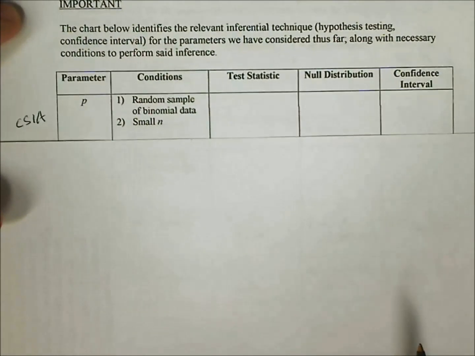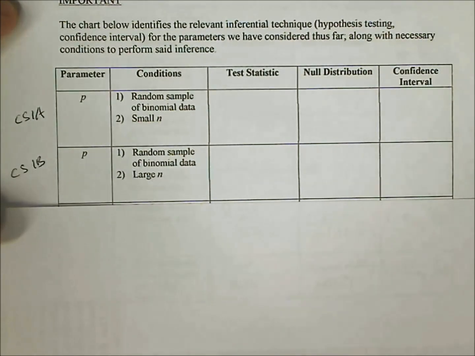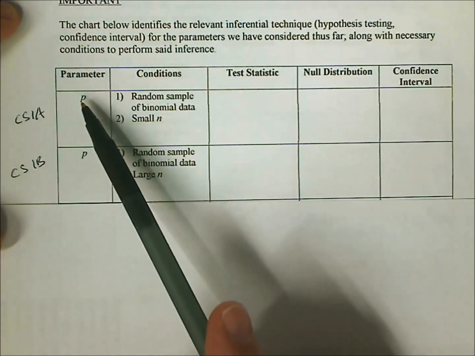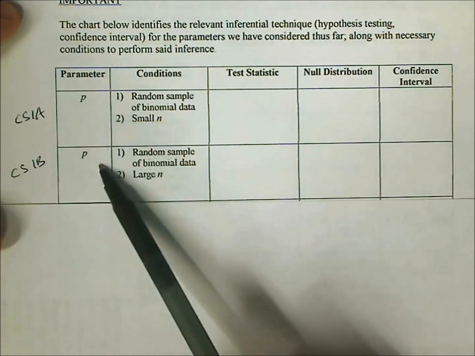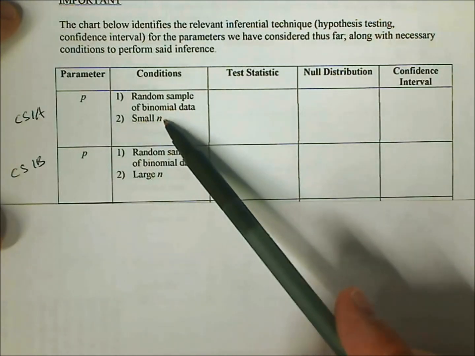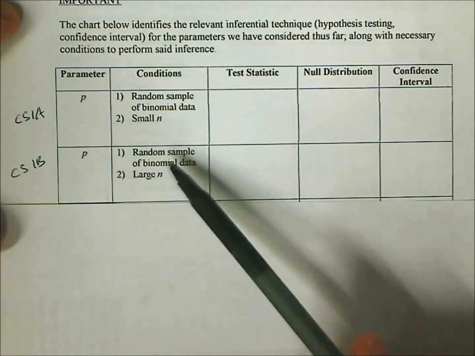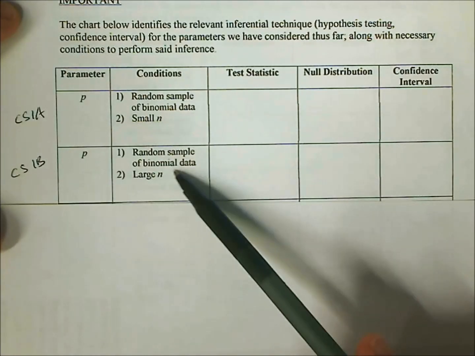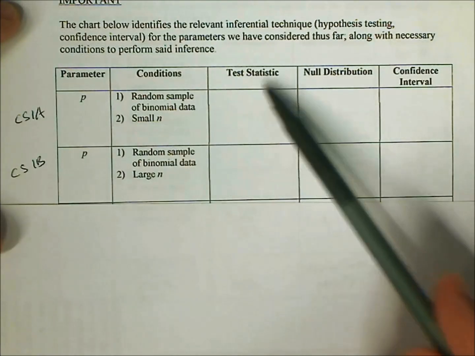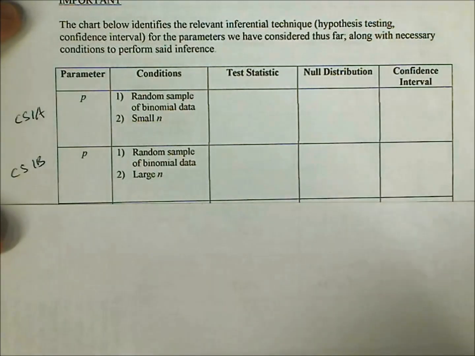We've filled out these first 2 rows in previous lectures. For case 1a and case 1b, we were doing inference on a population proportion p. Remember that? In case 1a, we had a small sample size of binomial data. In case 1b, we had a large sample size of binomial data. Now, this being small and this being large changed the test statistic and the null distribution we used to perform a hypothesis test.